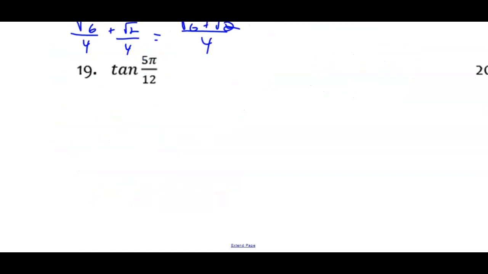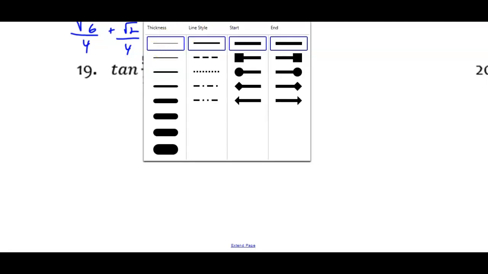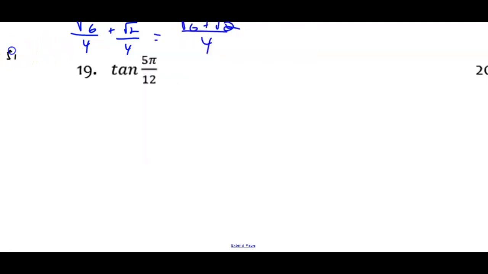All right, we got a radian. Let's convert that real quick. I'm going to do it over here on the side. We got 5 pi over 12 times 180 over pi. All right, that gives us 5 times 180 divided by 12. That's 75 degrees. Now, 75 degrees, I know you're thinking 30 plus 45.